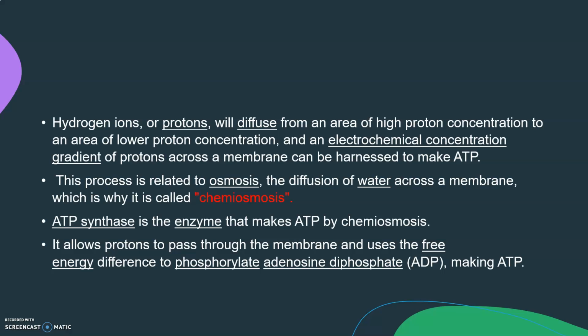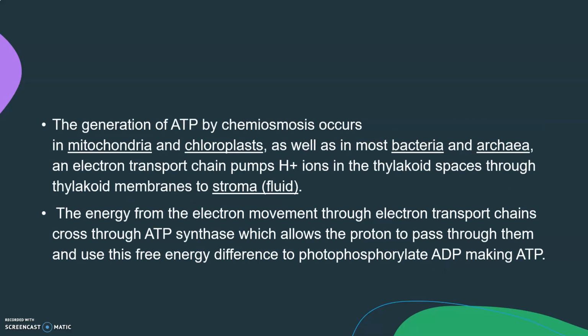So ATP synthase is the key enzyme that makes ATP by this chemiosmosis. It allows the protons to pass through the membrane and uses the free energy difference to phosphorylate what? ADP, converting ADP to ATP. The generation of ATP molecules by chemiosmosis occurs in mitochondria and in chloroplasts. It may also occur in bacteria and archaea.